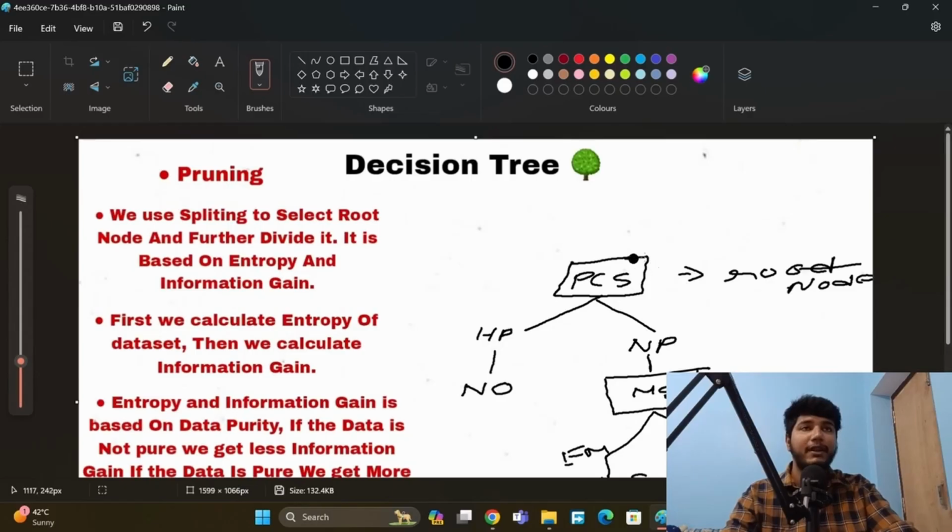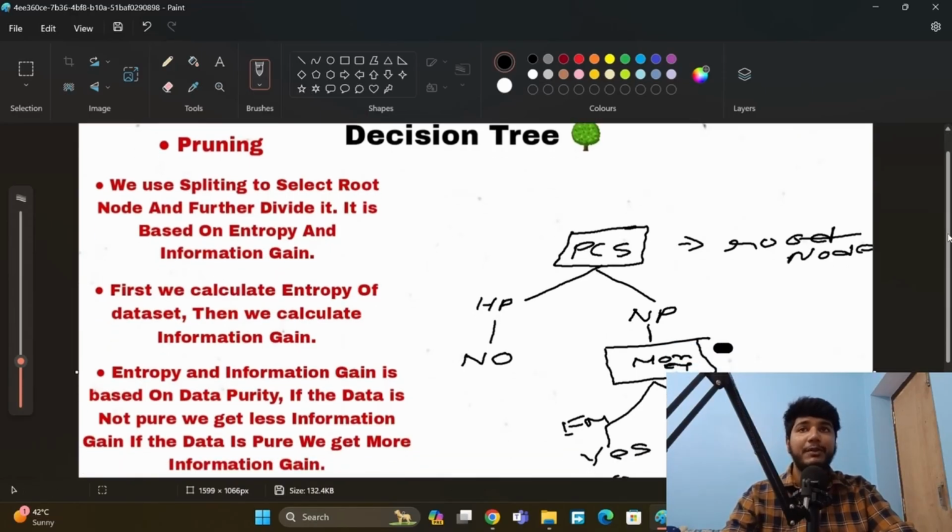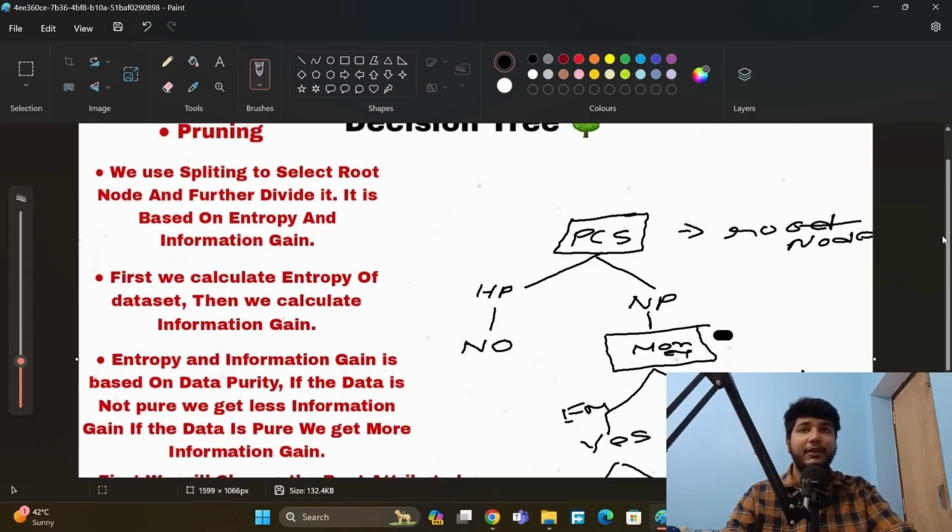For example, we should not select a root node directly by our own thinking. We have to use mathematics to calculate that. So how do we calculate? We use splitting to select the root node and further divide it by edges. It is based on entropy and information gain. Splitting means choosing. First we calculate the entropy of the data set, then we calculate information gain. Entropy and information gain are based on data purity. What does data purity mean? It means how nicely defined the labeled data we have collected is. If the data is not pure, we get less information gain. If the data is pure, we get more information gain.